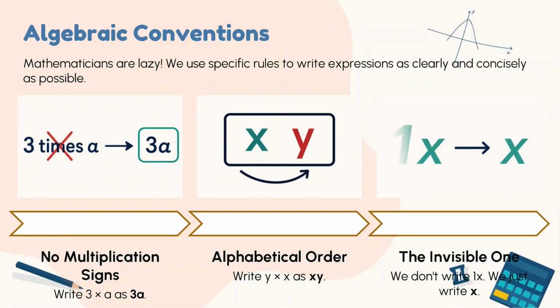Third, we do not usually write the coefficient 1. So instead of writing 1x, we just write x. Even though the 1 is invisible, it is still there. The coefficient of x is 1.